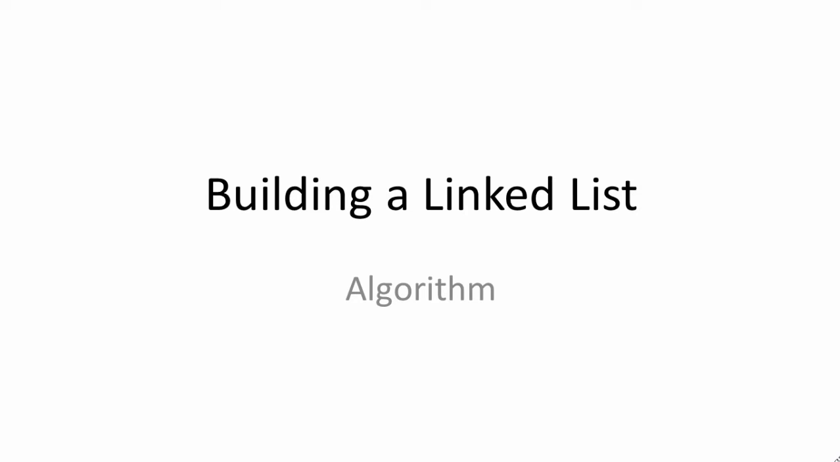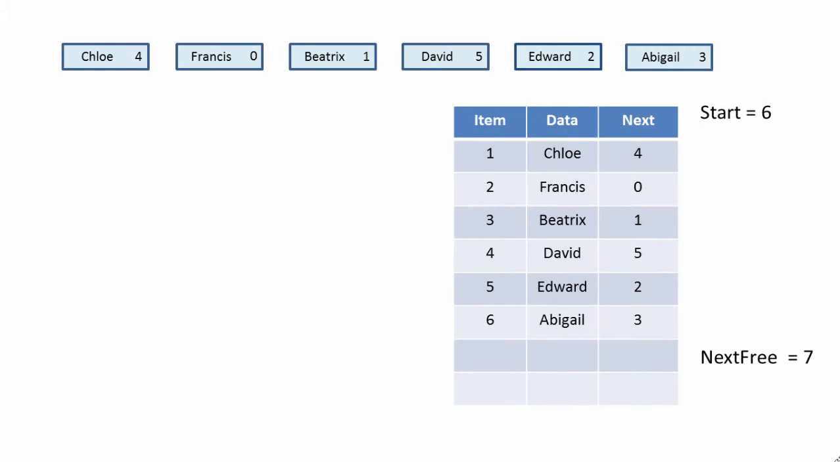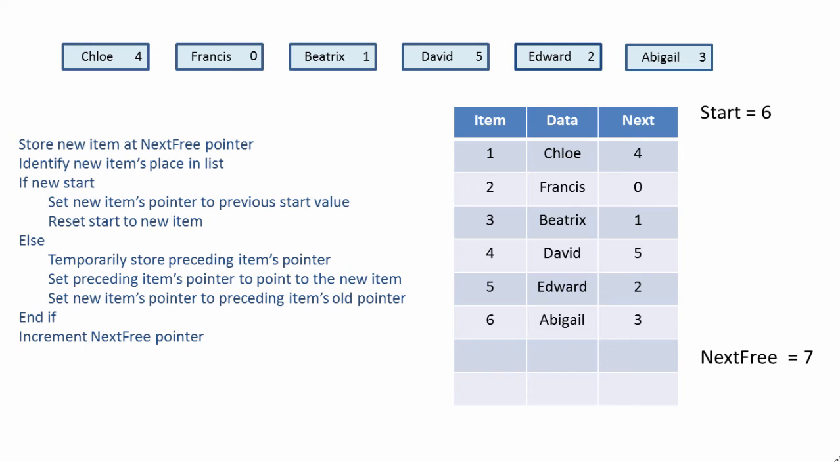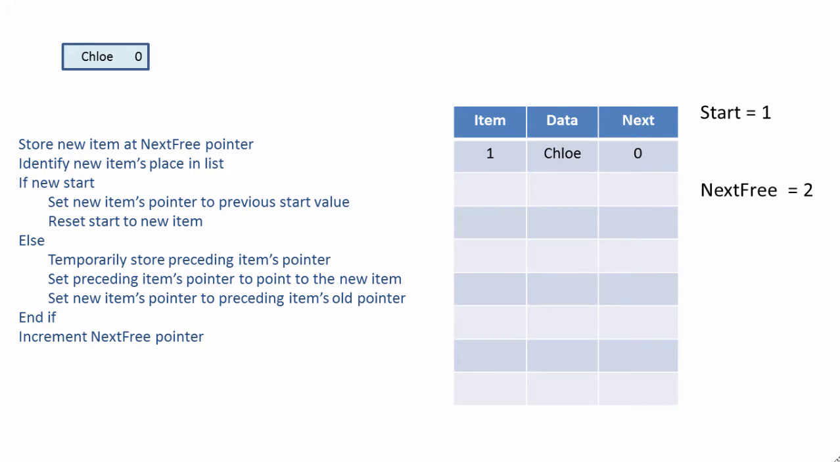I'm going to talk about an algorithm for building a linked list. Let's suppose we want to build this linked list. Here's a basic algorithm. Once we've considered this algorithm, we'll look at some pseudocode, and that will get us closer to an implementation. I'm going to start with Chloe already in place, because putting the first item into the list is relatively trivial.